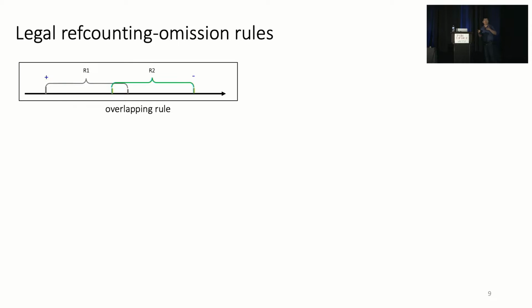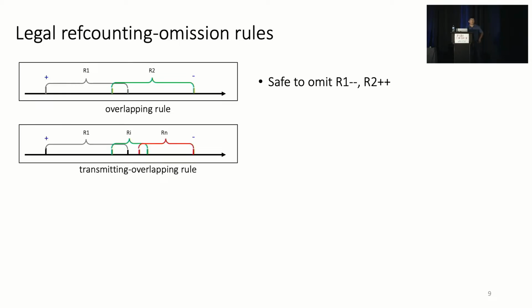But in fact, if we know they are overlapping, we can skip some references, for example, the decrease for R1's destruction or the increase for R2's creation. So in this case, the counter is still balanced. There's no risk because you know they're always overlapped. This is one rule. And similarly, it could have multiple references overlapped this way, and you can skip all the reference counting in the middle and only keep the ones on both sides.